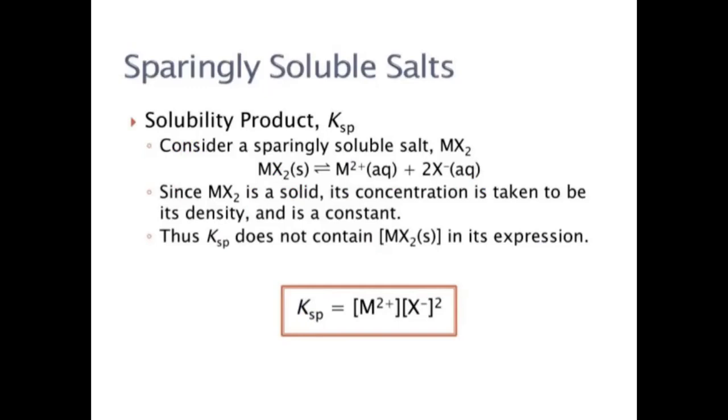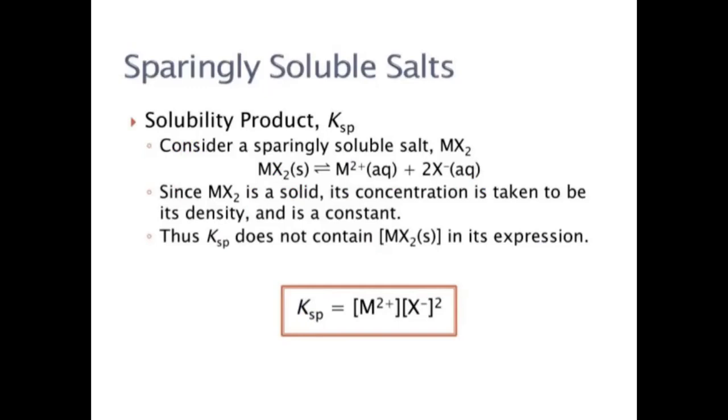How can we find out the solubility product? So there is a term known as solubility product for these salts, that is represented by Ksp. This Ksp is the constant known as the solubility product constant. Suppose we have one example of a sparingly soluble salt, which means little affinity to dissolve in water. MX2, when it dissociates, is converted into M2+ ions plus 2X- ions. MX2 is a solid, so its concentration is taken as its density, and it is constant.